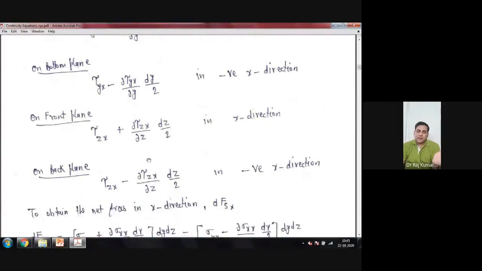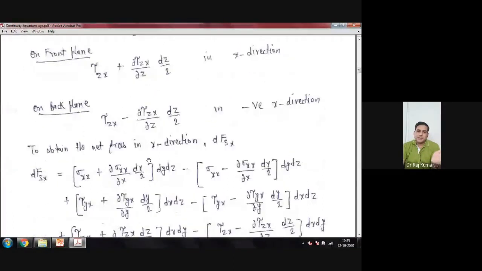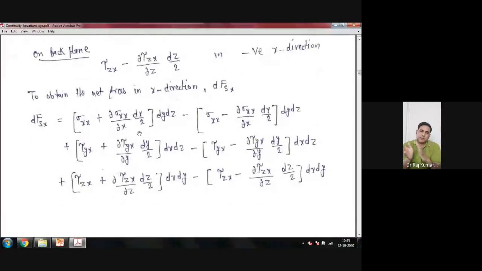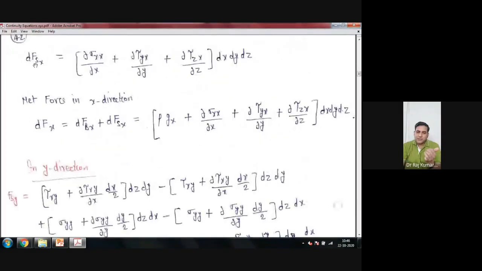Then finally you have added all surface forces in x direction there. So you added all surface forces: left, right, top, bottom, front, and back. Based on that, you got this equation that all the surface forces is the sigma xx, del sigma xx upon del x, del tau yx upon del y, del tau zx upon del z, dx dy dz. So that's what you got in the last class.